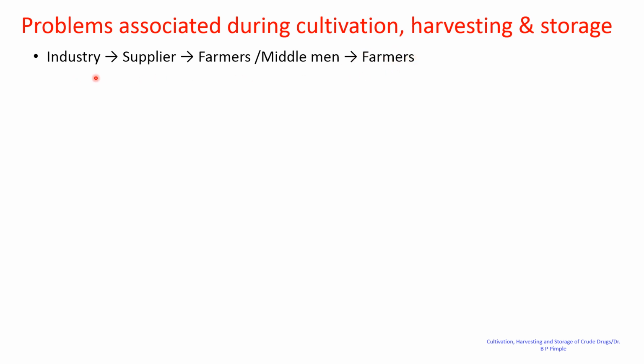Now, in this entire supply chain, there are problems like misidentification or adulteration, unintentional or intentional. Due to this, the final product of the company is of substandard quality. Now we will focus upon various aspects related to the problems dealt with during procurement of material through the supply chain.